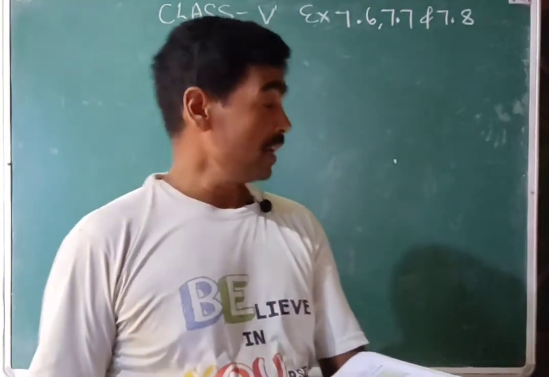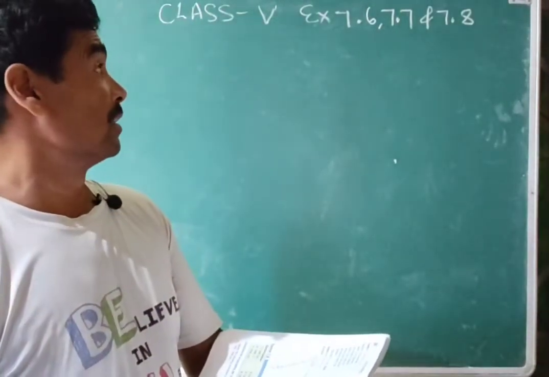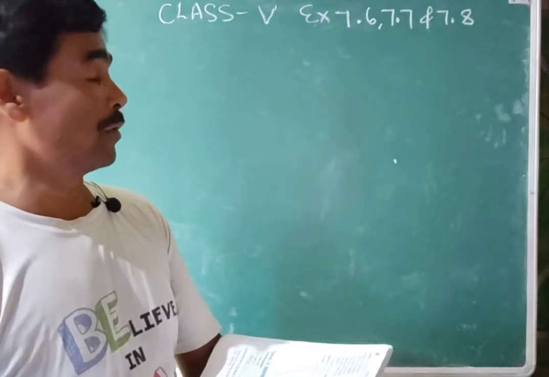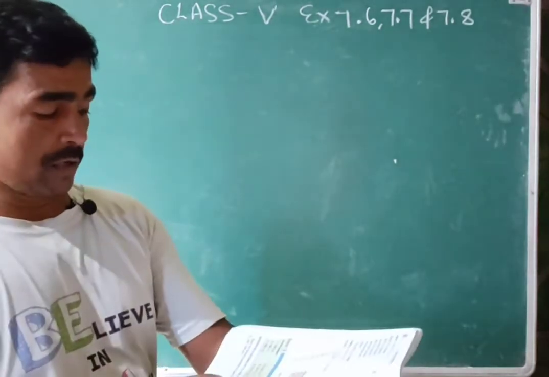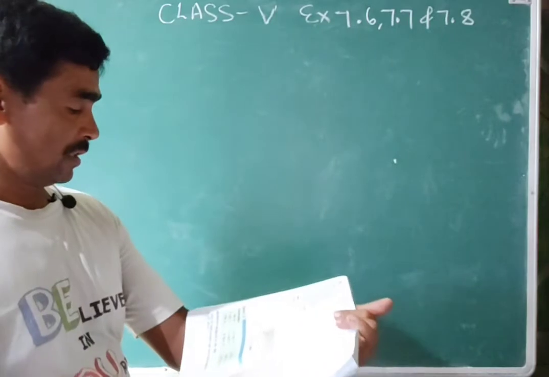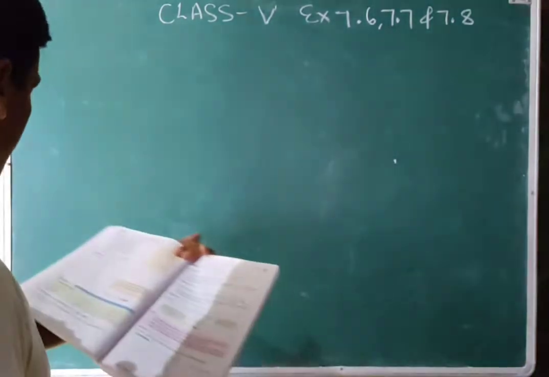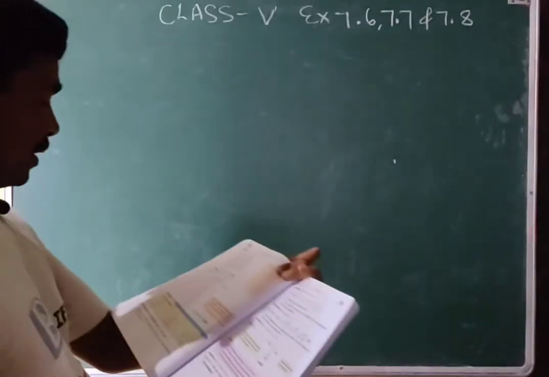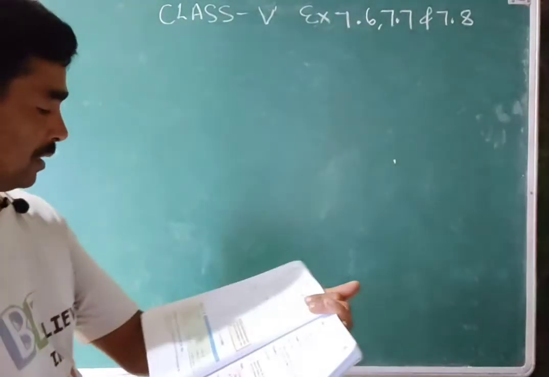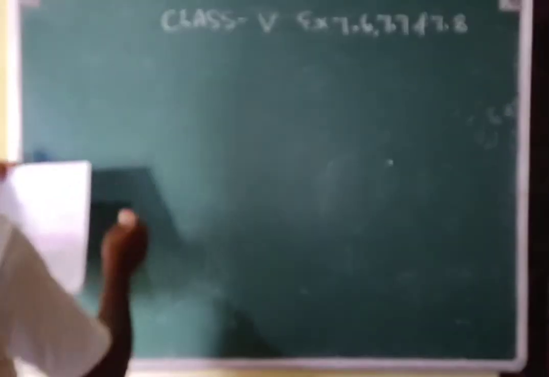In this video I am taking three exercises, 7.6, 7.7, 7.8, because all these three exercises are divisions. So 7.6: find the quotient. That will be the first question.